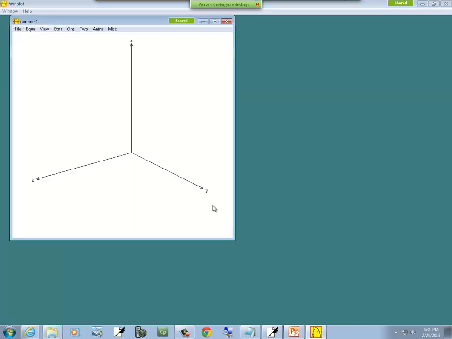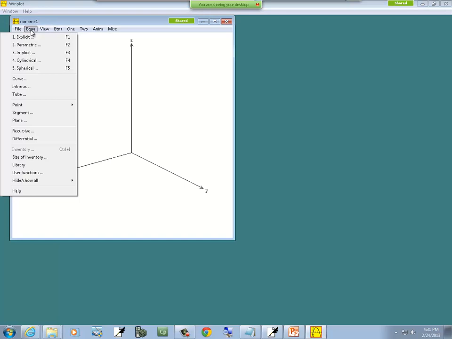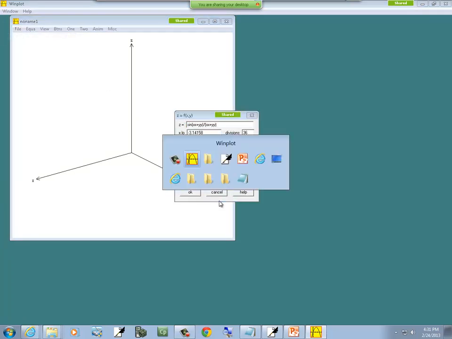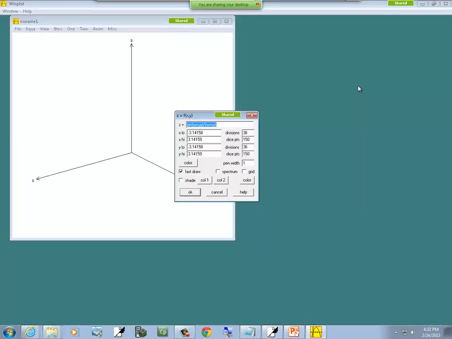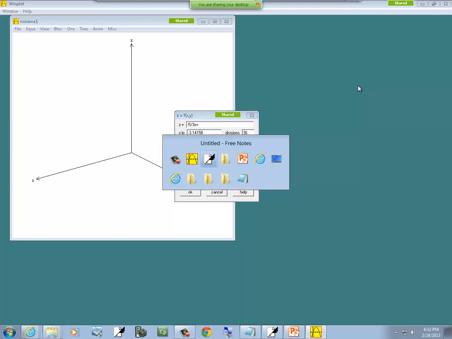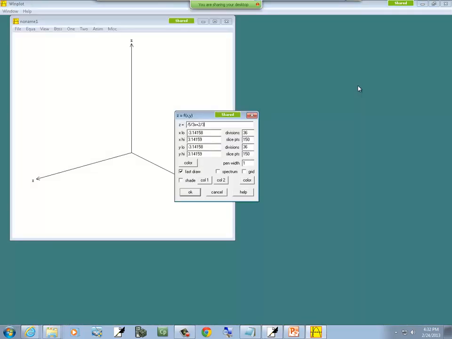Okay, so I do window, 3 dimensions, and I need equation. I'll do explicit, which means I need to solve for z. So if I take the 3z, take the 5x minus 2y to the right side, it becomes negative 5x plus 2y, and then multiply everything by 1/3, and you get z is equal to negative 5/3 x plus 2/3 y. So over here I'm putting in negative 5 divided by 3 x plus 2/3 y.